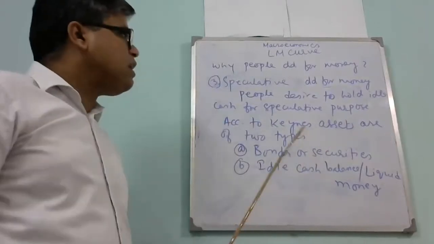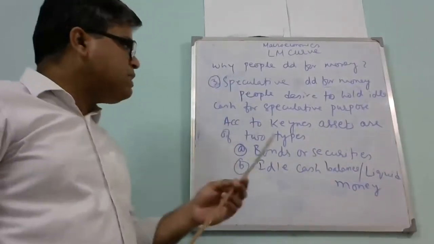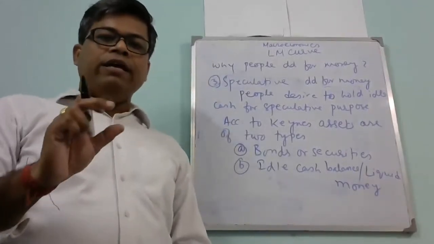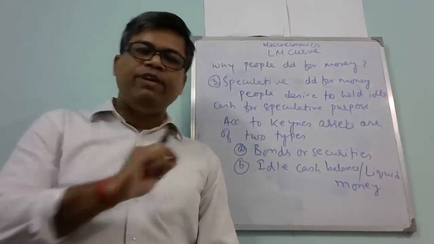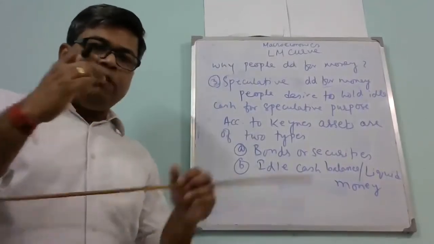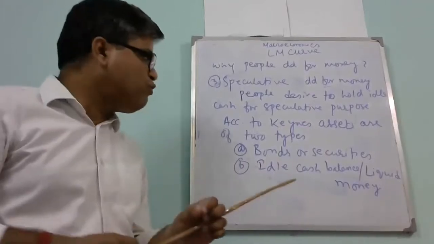According to Keynes, the assets are of two types. What are the two types? Assets. That means the people can hold their entire asset in two forms. Understand it very carefully. This is a very important area to understand. What are the two forms?